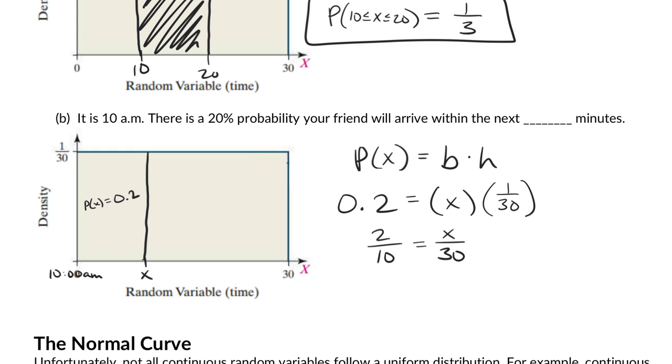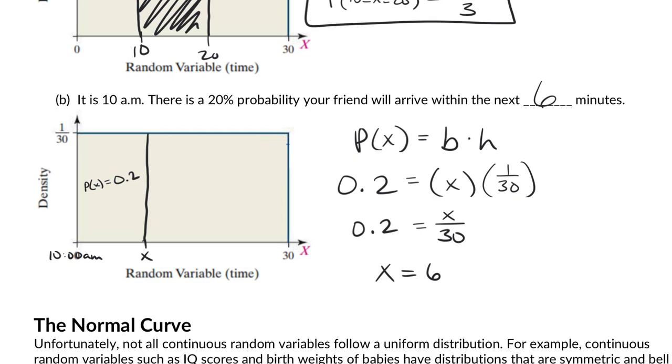Or if you're like, what if it doesn't turn into a cute little fraction? Great question. If this didn't look like a cute little fraction, how would you solve for x right there? Multiply the 30 on the other side. Either way, however you solve this, you end up with 6. So we have a 20% chance that our friend arrives in the next 6 minutes. So we have the idea of these areas being probabilities that allows us to solve questions. And that is for a uniform distribution. Rectangles. Nice, right?